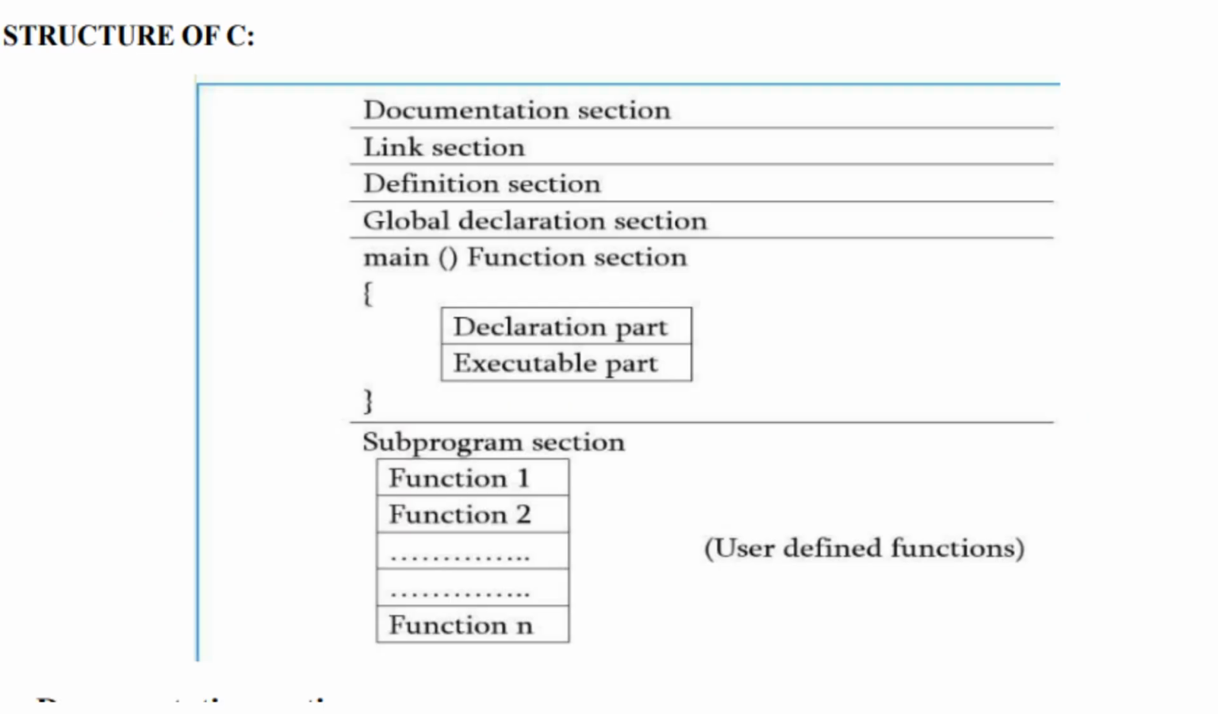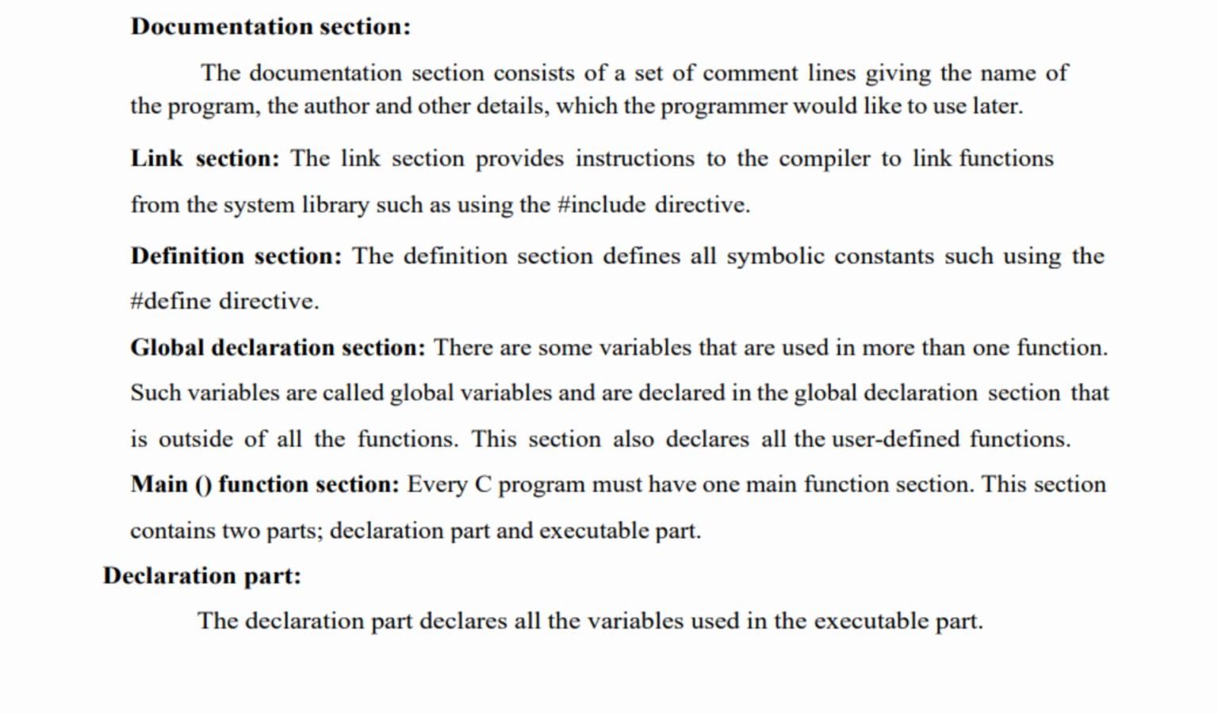Structure of C. Documentation section. The documentation section consists of a set of comment lines giving the name of the program, the author and other details, which the programmer would like to use later. Link section. The link section provides instructions to the compiler to link functions from the system library, such as using the #include directive. Definition section. The definition section defines all symbolic constants, such as using the #define directive.